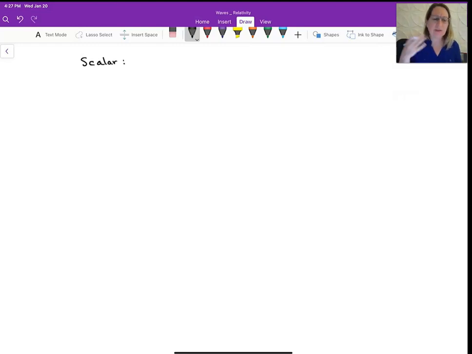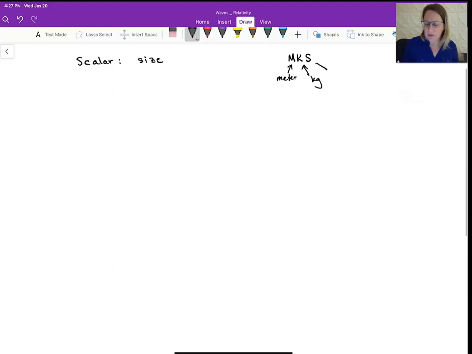So they are just numbers. They have a size, okay? And they also have a magnitude. Usually time is measured in seconds, energy in joules, and we're going to stay in, I should say, MKS units. That means meters, kilograms, seconds, or SI units.